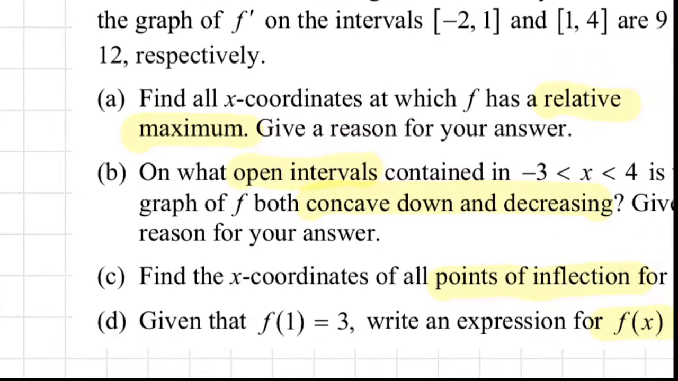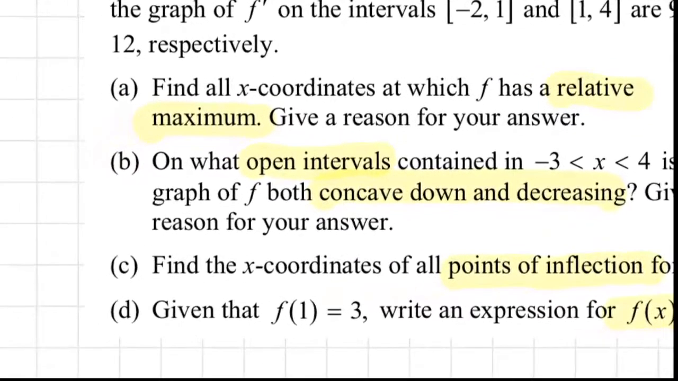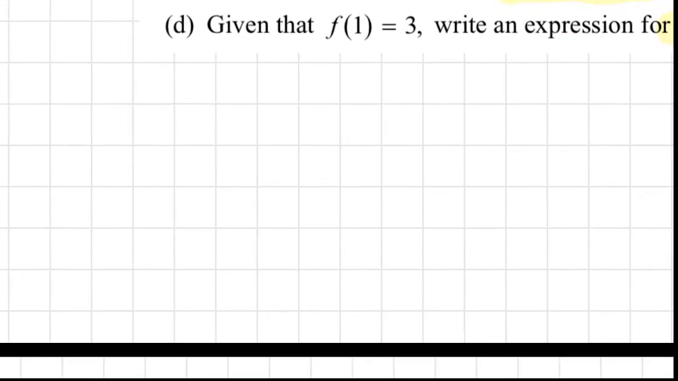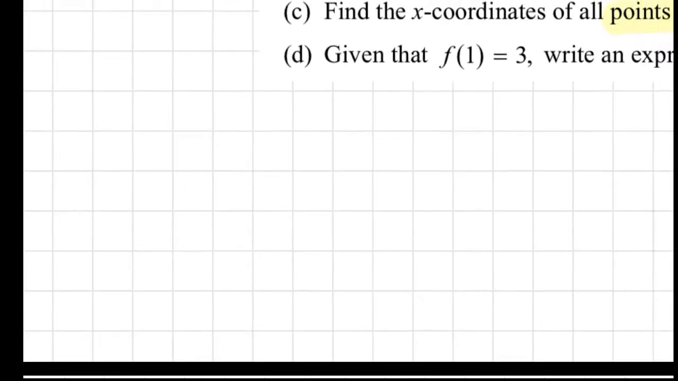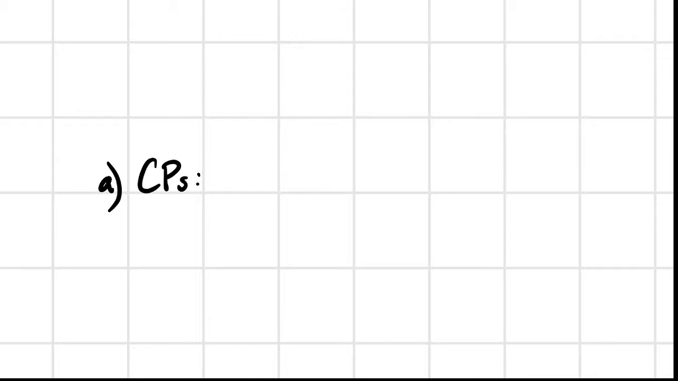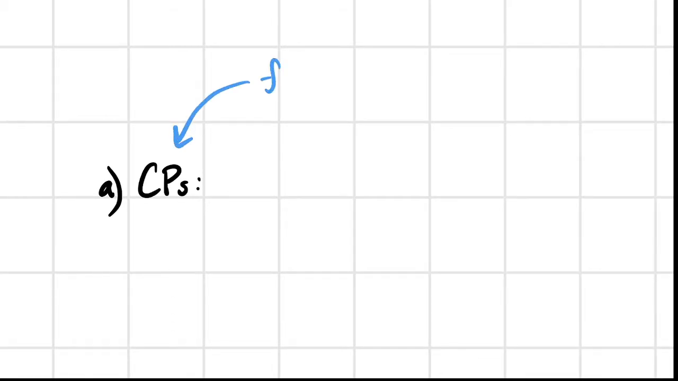So for part A, our goal is to find all x-coordinates at which f has a relative maximum. The first step when finding a relative maximum, just local extrema in general, is we want to find our critical points, or critical values. This is when your first derivative, f prime of x, is equal to 0.